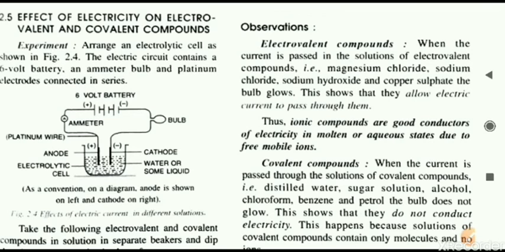We have been given an activity and we have to show or prove by this activity that electrovalent compounds can conduct electricity and covalent compounds cannot conduct electricity. So the setup, you can see here, they have taken an electrolytic cell. It is connected to an ammeter, battery and a bulb is there. On the downside, you can see a cathode and anode. We will take platinum electrodes.